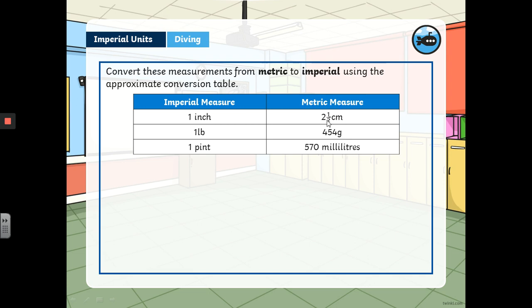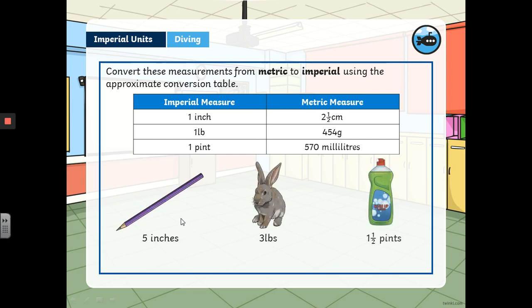So 2.5 centimeters is equal to 1 inch, 454 grams is equal to 1 pound, and 570 milliliters is equal to 1 pint. So how does this work? Okay, so you have 3 objects here: a 5 inch pencil, a rabbit of 3 pounds, and a bottle of 1.5 pints. Now, they want you to change it to the metric measure. How do we do that?